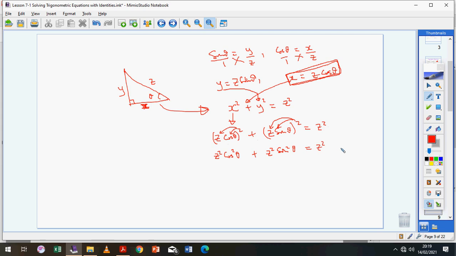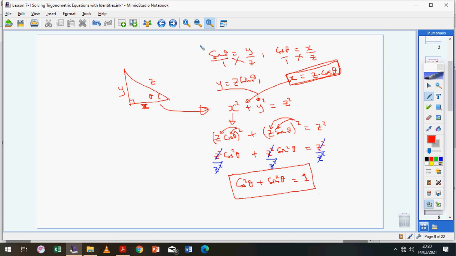I hope you can see that z squared is common to all of them, so I can either just cancel it out or I can divide each term of this equation by z squared. And if I divide each term of the equation by z squared, then z squared will cancel out. So when z squared cancels out, I'm left with cosine squared theta plus sine squared theta is equal to 1. So this is the very first Pythagorean identity of trigonometric functions.